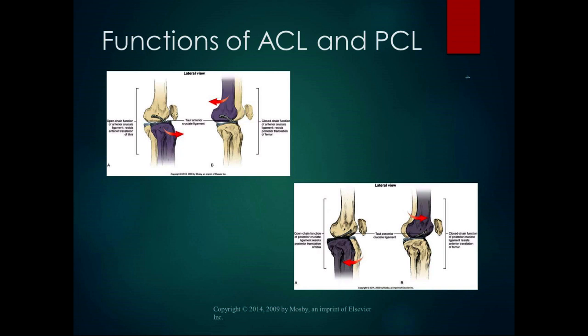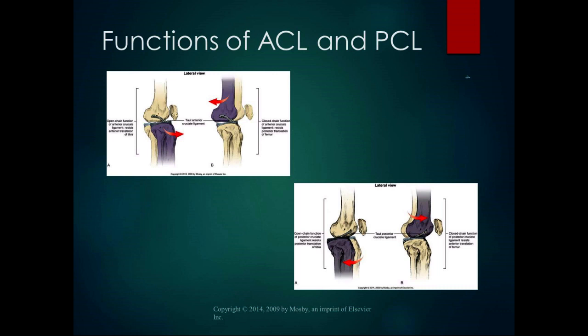Okay, so one of the tests that they do to test the ACL is called the anterior drawer test. If you think of the tibia being the drawer, like you're going to pull the drawer out, the ACL resists that motion. So if the femur is fixed and the tibia is not, you're pulling the drawer forward. If the tibia is fixed and the femur is not, you're pushing the femur backward, posteriorly. I hope that makes sense.